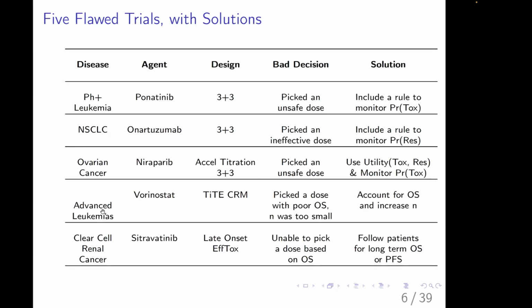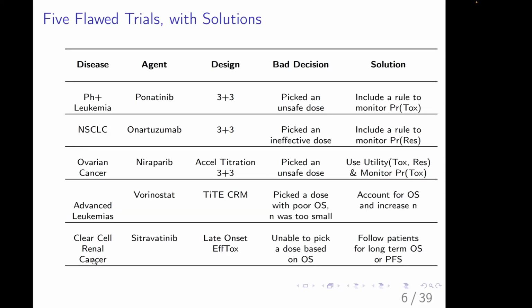Here's a trial that I actually designed. Poor little me. It's advanced leukemias. Barinostat was studied, and I used the TITE-CRM, thought I was terribly clever. It ended up at the end of the trial, and I'll show you how this happened, picking a dose with poor survival, and the sample size was too small. I'll elaborate on that. The solution, which should have been done during the trial, was to account for survival time and increase the sample size at the lower doses.